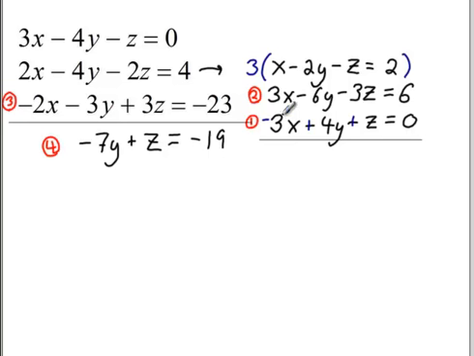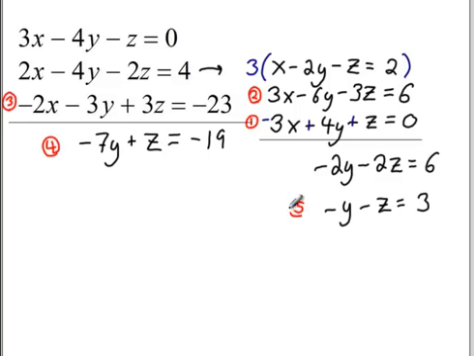Okay, when I'm adding 2 and 1, we're going to come through, and negative 6y plus 4y gives me a negative 2y. Negative 3z plus z gives me a negative 2z. And 6 plus 0 gives me a positive 6. So this is my fifth equation, but I can see that it simplifies, so let's divide everything by 2. That gives me negative y minus z is equal to 3. I'm going to call this my fifth equation now, and it only has y's and z's in it.